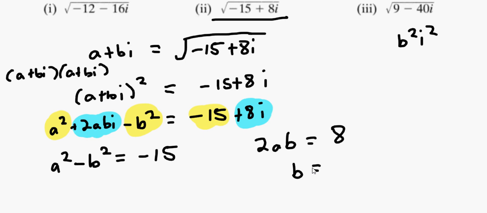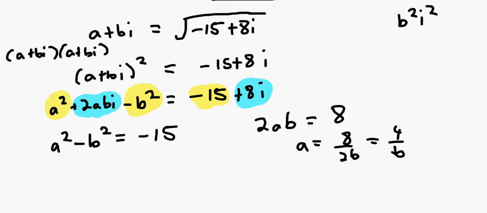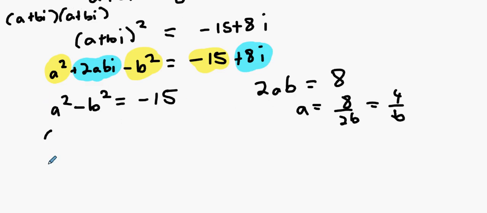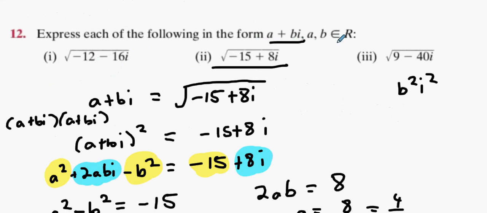Alright. A on its own will be 8 over 2b, which is 4 over b. Is that alright with you guys? Now go back here, lob it in. So you're going to get 4 over b. It's sort of similar to the one we did yesterday, where you're going to have a b to the power of 4, aren't you? So b to the power of 4 is going to be an issue. But we know that a and b have to be an element of the reals, so that narrows it down.